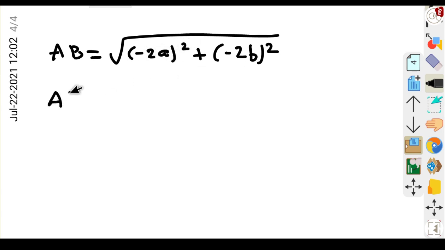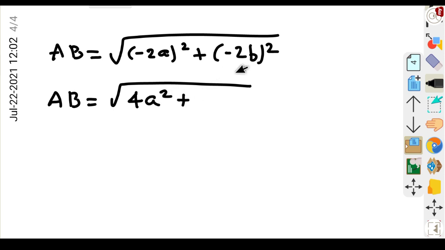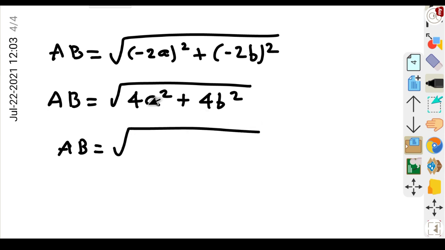So therefore AB equals the square root of minus 2 square is plus 4, a means a square, plus minus 2 square is again 4, now b square. So therefore AB equals the square root of, now here 4 and 4 are there, take the common 4. The common factor is 4, so 4 remains the same, the remaining will be a square plus b square.